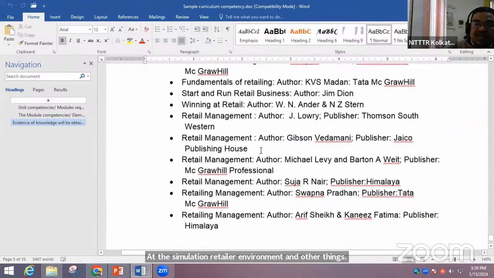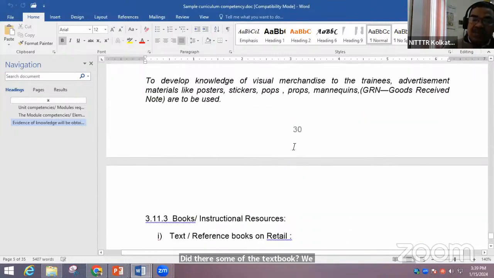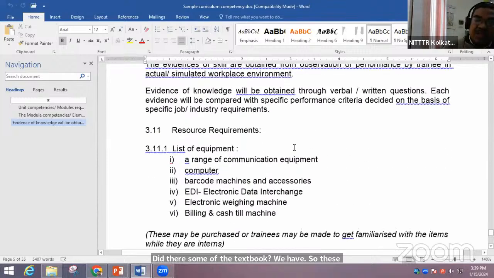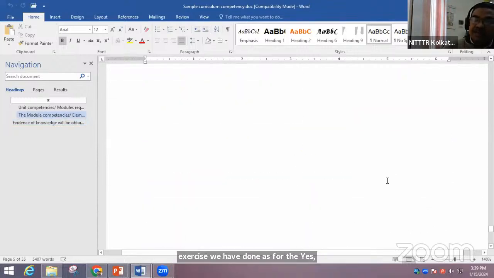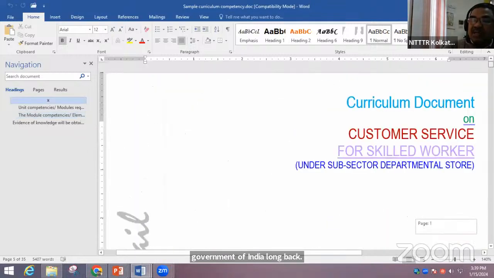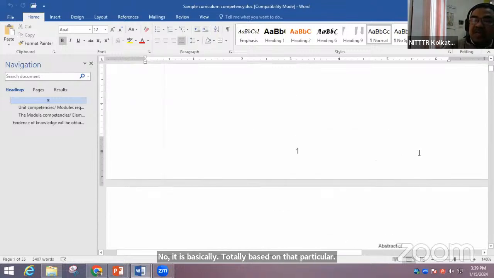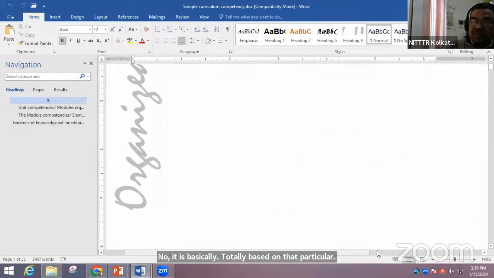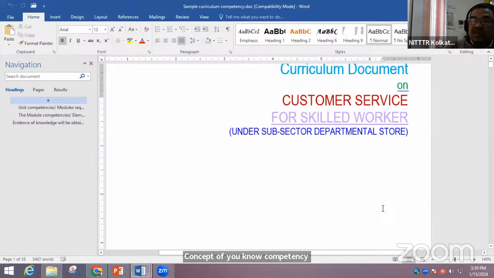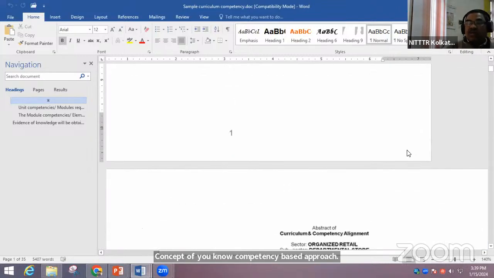These are some of the textbooks we have suggested. So this exercise we have done as per the instruction by the Government of India long back, which is basically totally based on that particular concept of the competency-based approach in curriculum development.